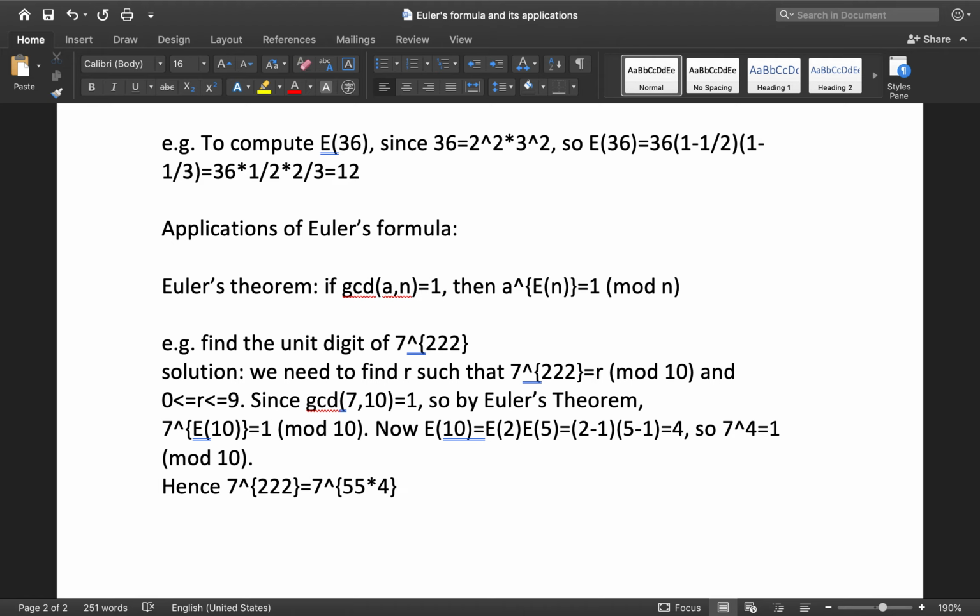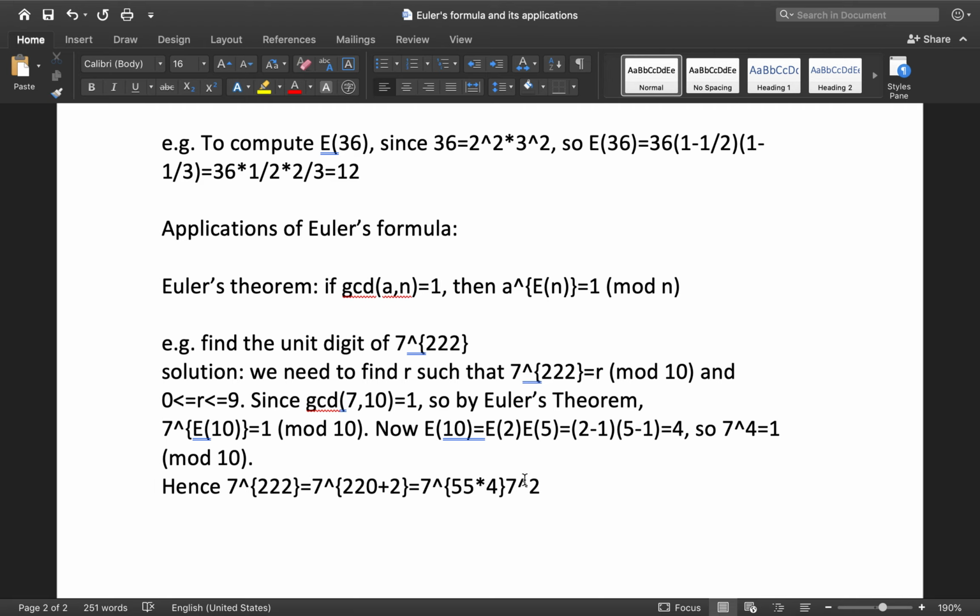So you still have another part. Let me write in that form, 7 to the power 2. Because 222 you can change into 220 plus 2. And then you use the index law: you split the index. If you have a sum in the index, you can split it into a product like this. And in particular 220 is just 55 times 4.